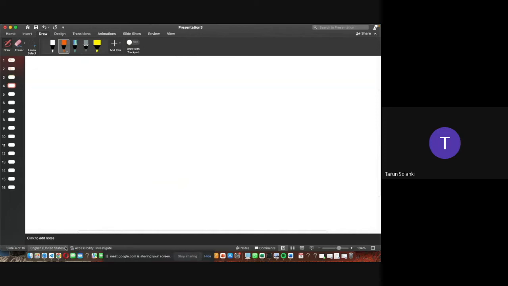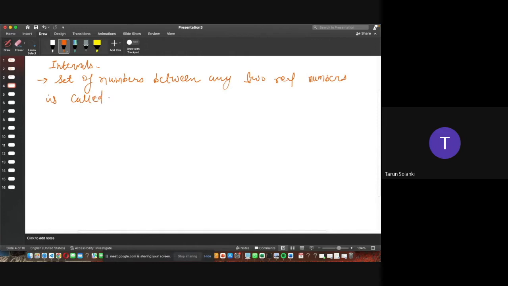Okay, so next I will start the intervals. Okay, so we can write: the set of numbers between any two real numbers is called an interval.